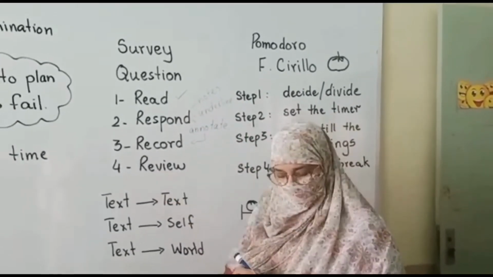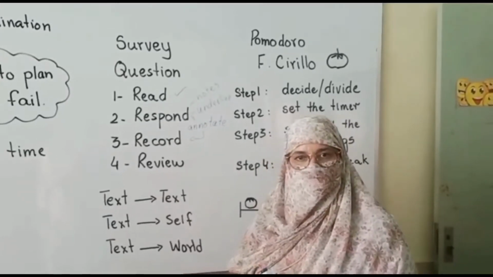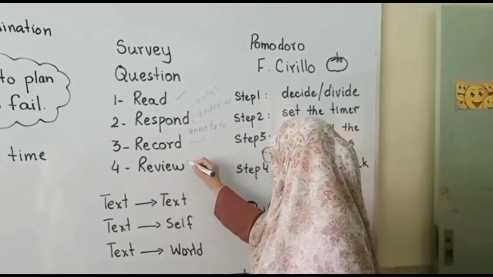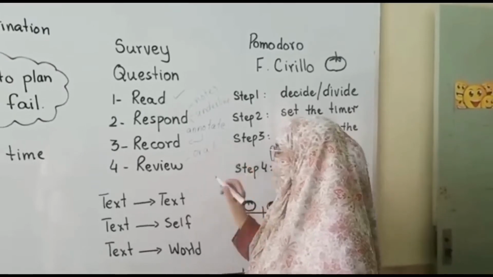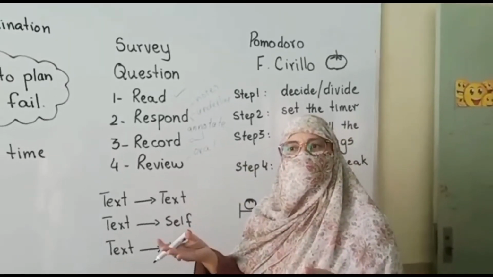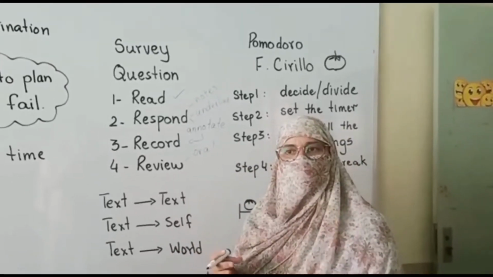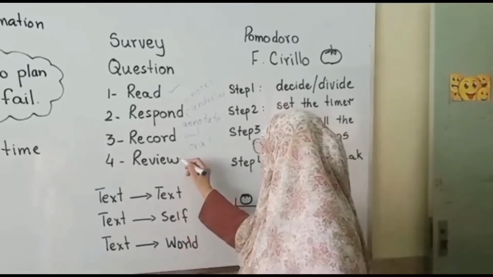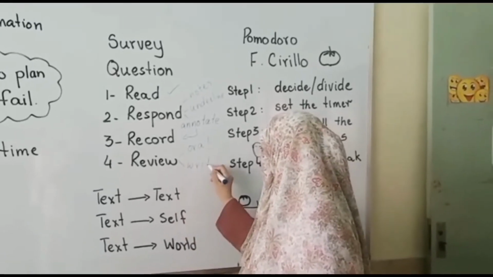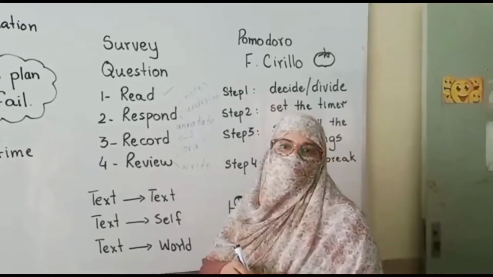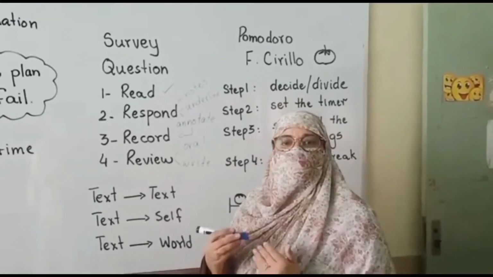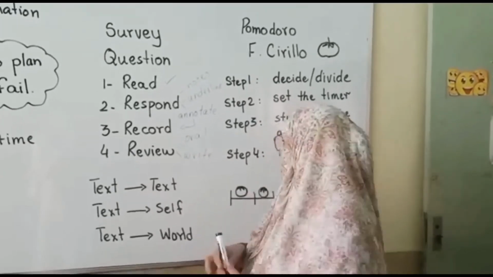Then review. You will revise what you have read. How are you going to do that? It can be oral. You can speak out whatever you have read without looking in the book and record yourself. Or you can write all the key points or the whole thing down so that you can see what you have understood from the text.